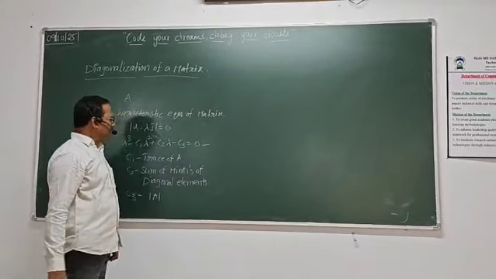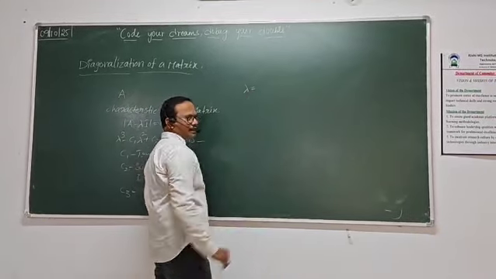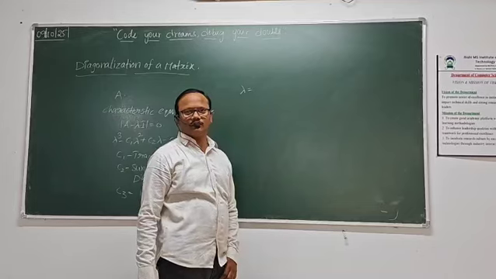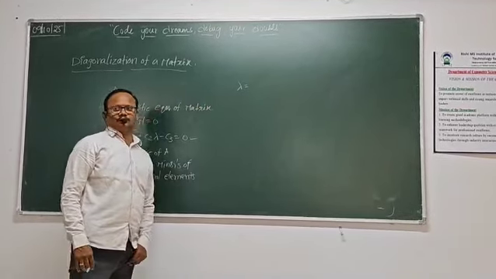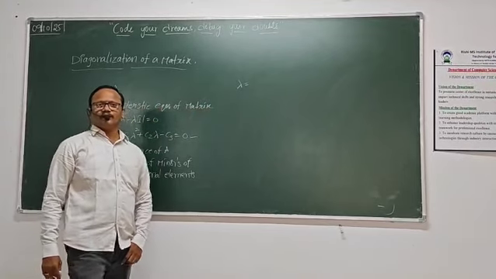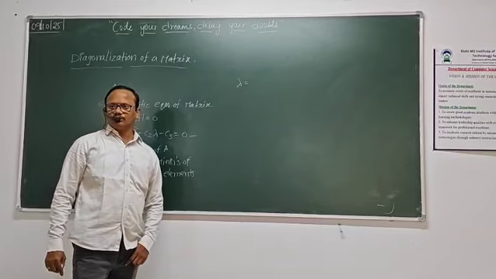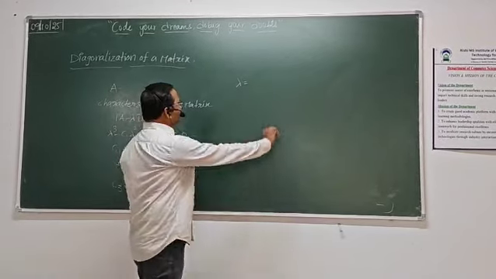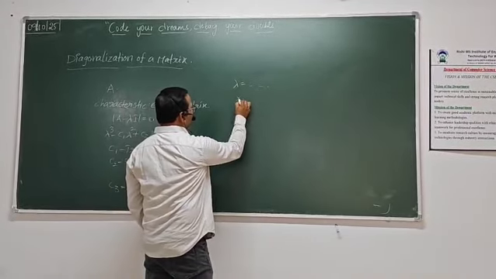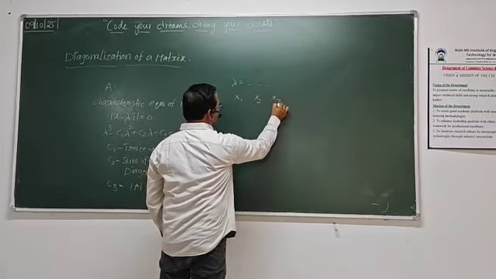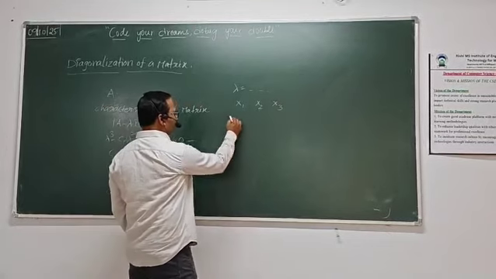By solving this characteristic equation, we get the lambda values. If the matrix is a 3 by 3 matrix, we get 3 lambda values. Those are the eigenvalues of that matrix. After that, find the eigenvectors. For each eigenvalue, we have one eigenvector. So here there are 3 eigenvalues, which means we get 3 eigenvectors. Those are denoted by x1, x2, x3.